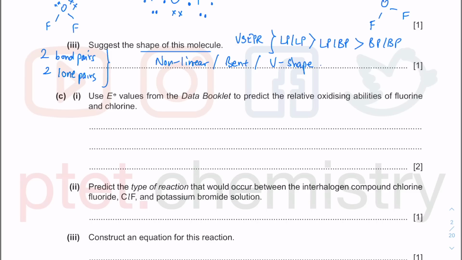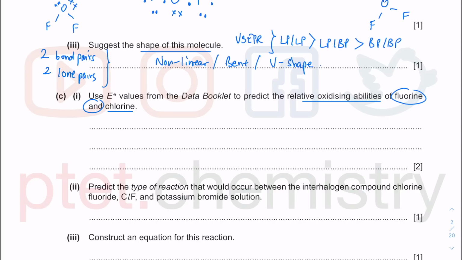This next question, we've got to predict the relative oxidizing abilities of fluorine and chlorine. So this is not about going down the whole of group 17 halogens, but just fluorine and chlorine. So we're going to go to the E0 values in the data booklet.